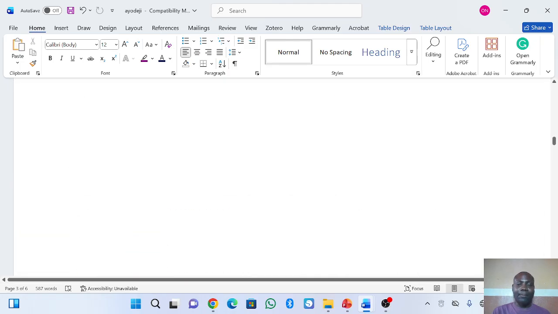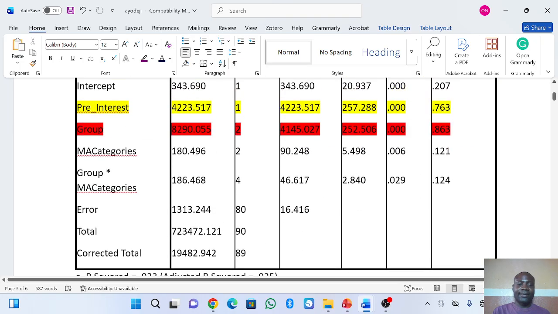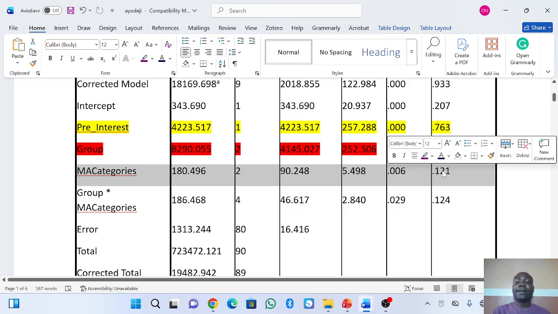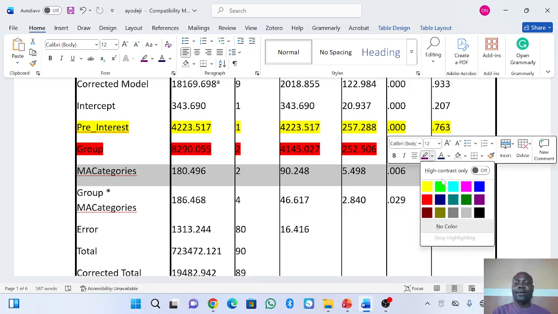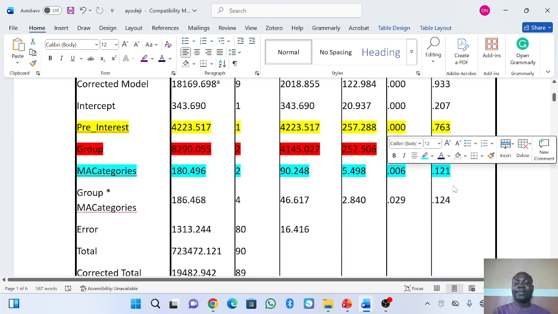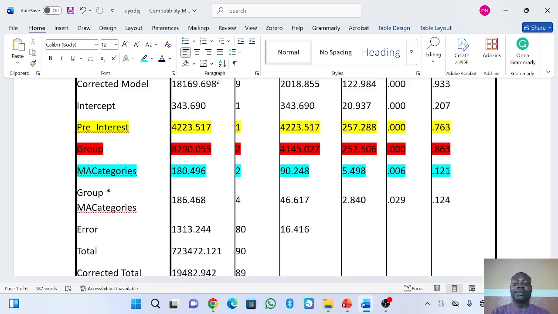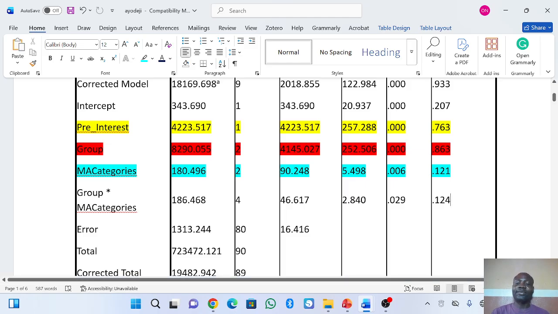Now, if you look back to this first ANOVA table, this mark is speaking to the effect of the mental ability, which is the moderating variable. You will notice that the mental ability is equally having a significant main effect because the p-value obtained is less than 0.05, and it is having a partial eta squared of 0.121.